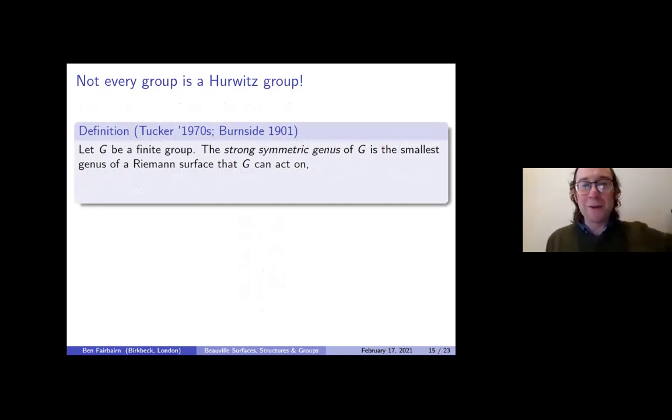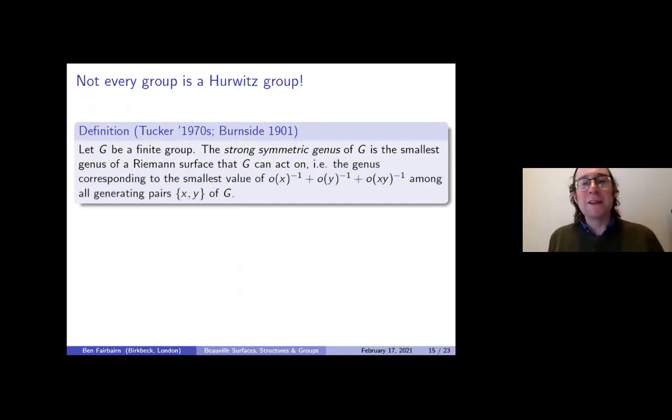So if G is a finite group, then the strong symmetric genus of G is the smallest genus of a Riemann surface that G can act on. In other words, it is the genus corresponding to how small that funny number can be over all possible generating pairs of it. So if you like, it's a gauge of how far up that list of triples of numbers you can go.